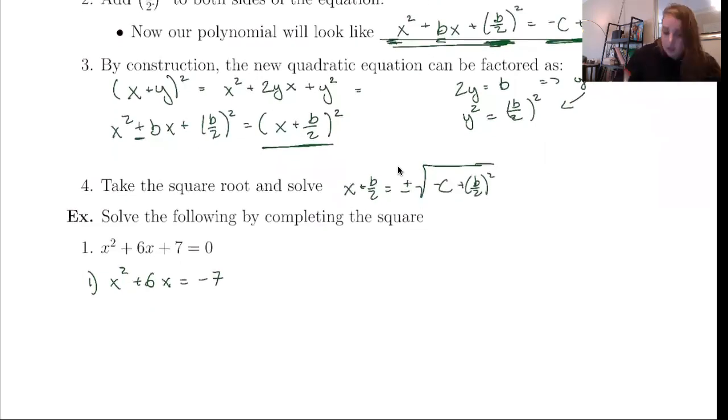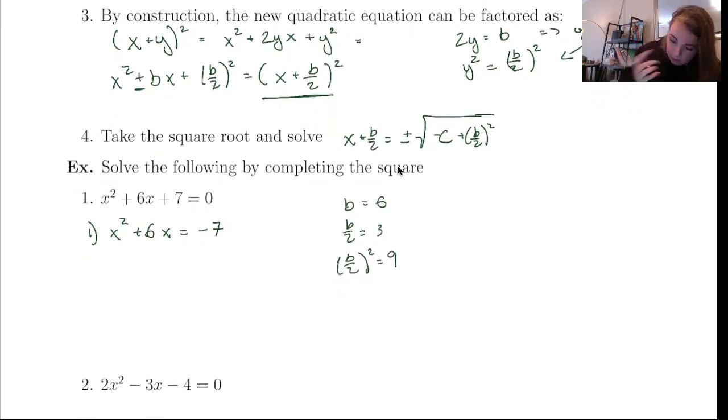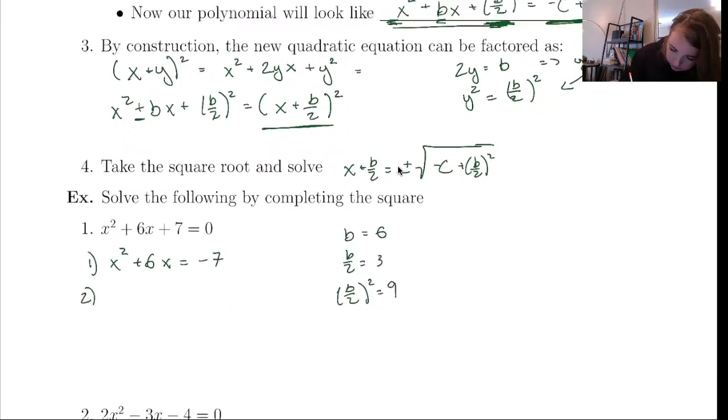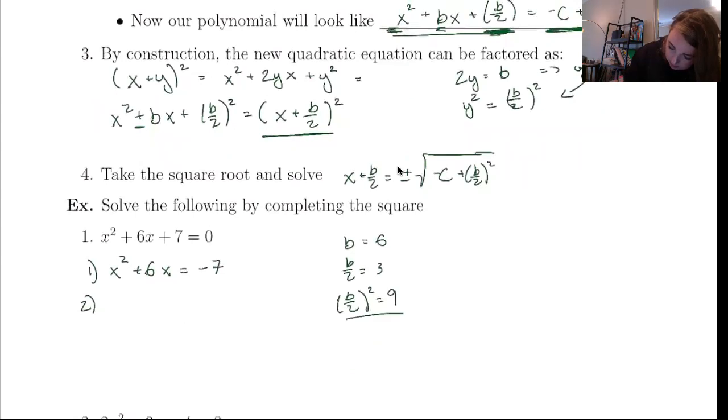Great. Oh, negative. That's fine. Don't worry. Over to the side, b is 6. Okay, cool. b over 2 is 3. b over 2 squared is 9. I write all three of them because I need all three of them. Well, not really b, but it's useful. So step 2 says add 9 to both sides. So x squared plus 6x plus 9 equals negative 7 plus 9.